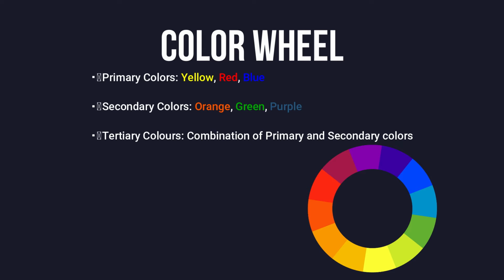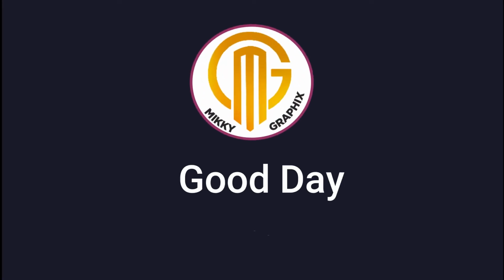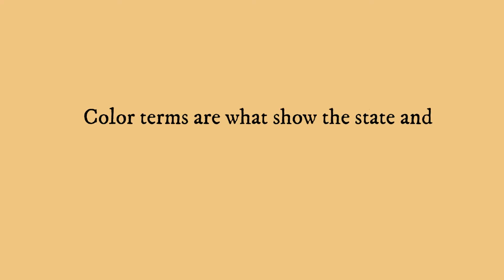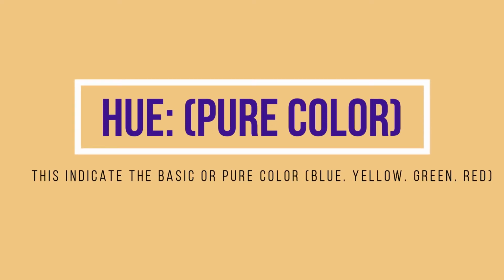As a graphic designer, you must know the color terms. What are the color terms? Color terms are what show the state of a color. These are the terms that reveal the condition of a color. And number one is the hue. The hue is the pure color. This indicates the basic or pure color, which are blue, yellow, green, red, etc.